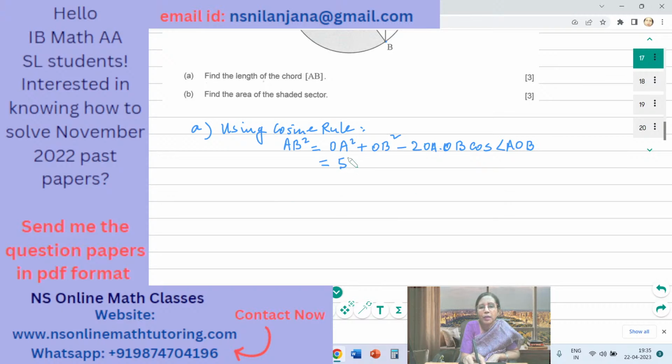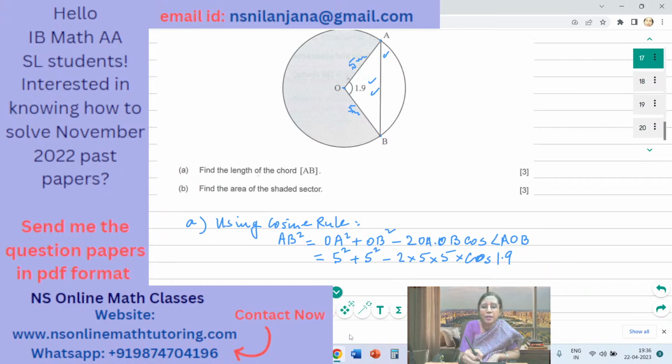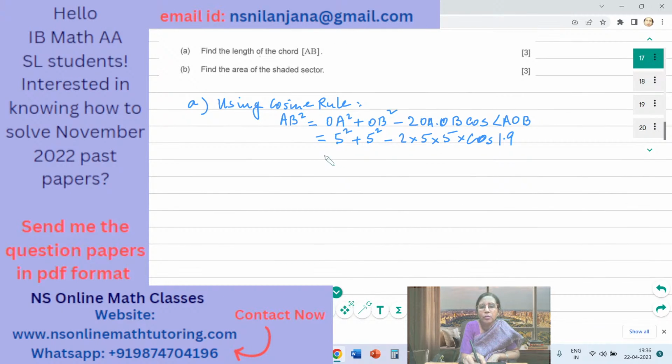This will be 5 square, since OA is the radius, plus 5 square, as OB is also a radius, minus 2 times 5 times 5 times cos 1.9, because angle AOB is 1.9 radians. This is the cosine rule formula, and this will be equal to 25 plus 25, which is 50, minus 5 times 5 is 25, times 2 is again 50, times cos 1.9.